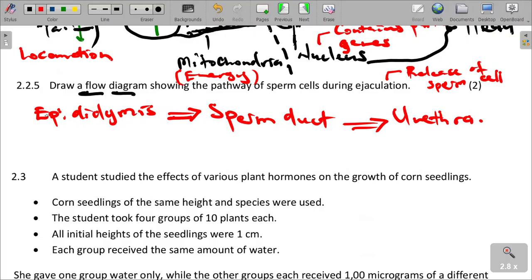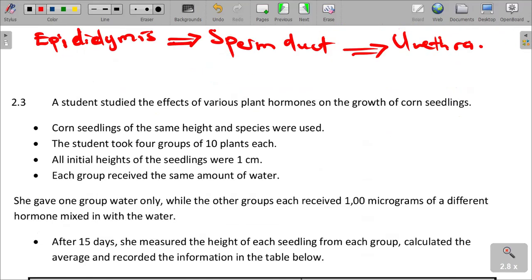Therefore, this is how the sperms are released or moved from the testicles into the vagina. They are taken through the epididymis, they go through the sperm duct or the vas deferens, and then to the urethra, which is the passage in the penis.